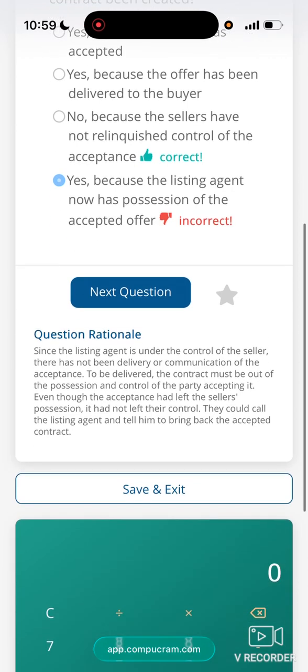Let's see what the question rationale is. Since the listing agent is under the control of the seller, there has not been delivery or communication of the acceptance. To be delivered, the contract must be out of the possession and control of the party accepting it. Even though the acceptance had left the seller's possession, it had not left their control. They could call the listing agent and tell him to bring back the accepted contract.